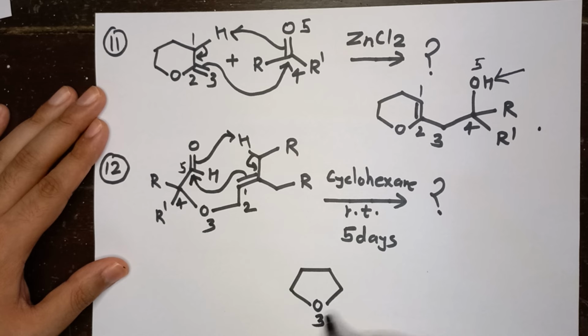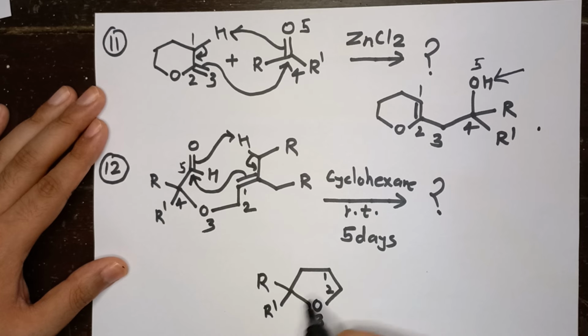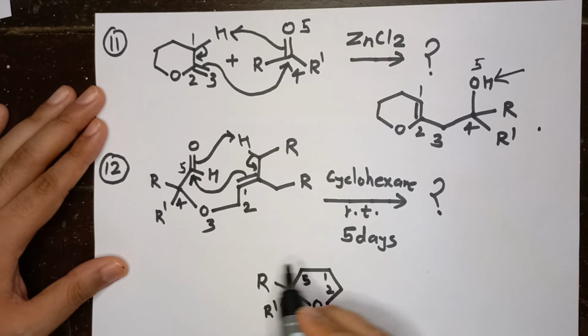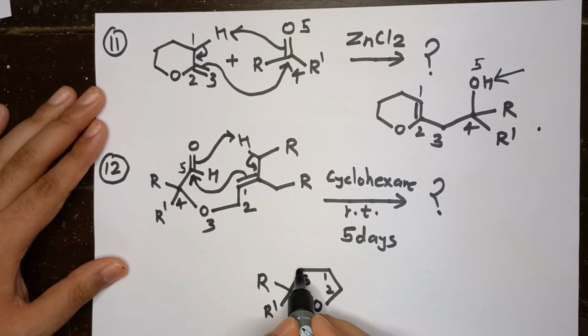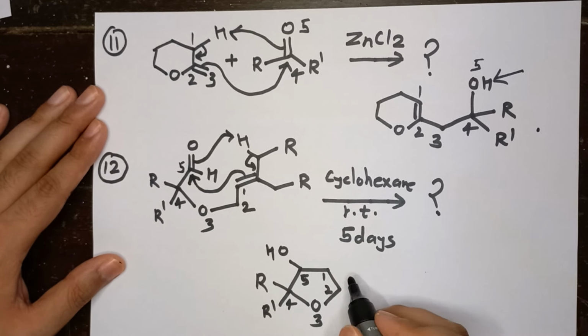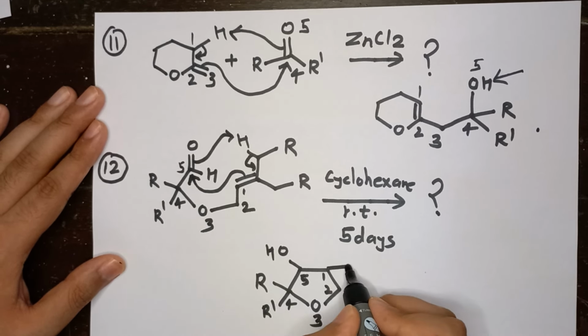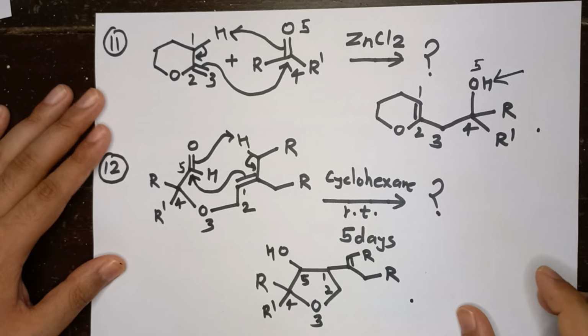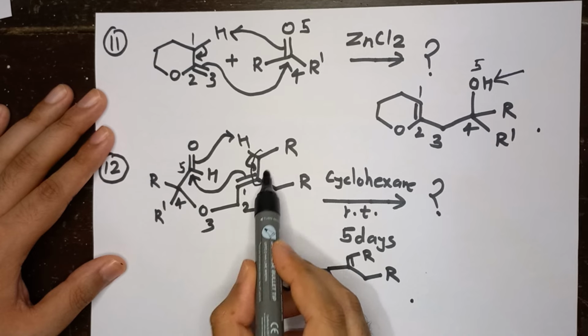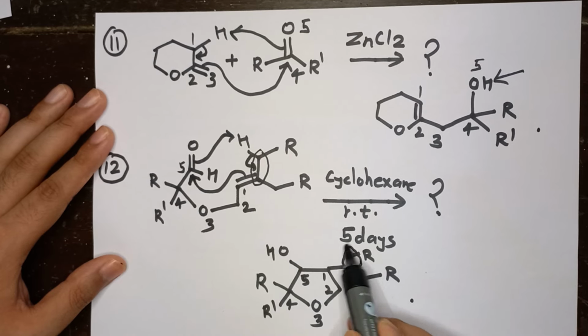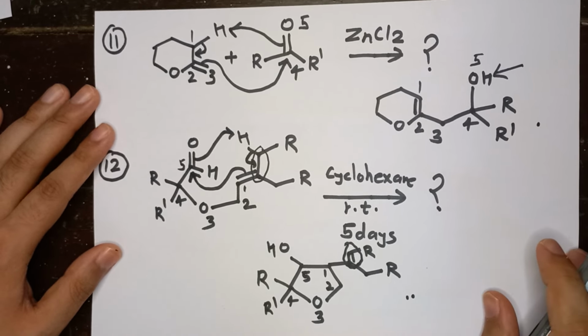So oxygen is 3. This is my 2. This is my 1. 4 is having R and R1. And this is my 5. Now 5 has the OH group. So 5 has one OH, and 1 contains this particular group. So this double bond is here, and this is the product for this reaction.